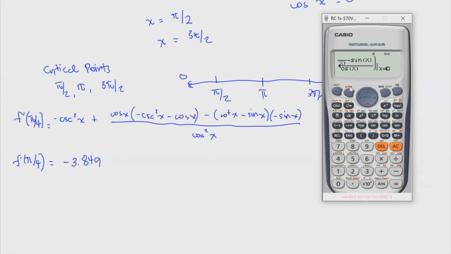So we have here shifted pi over 4. So in that case, it will give me the value. That's negative 5.414. Okay, so I think mali ata yung na-type ko sa calculator ko, but anyway, so let's just write that.